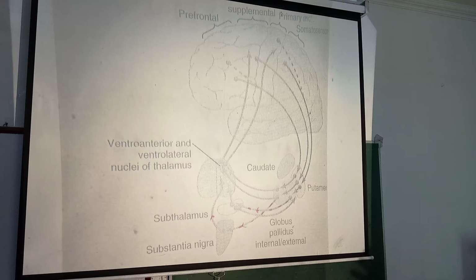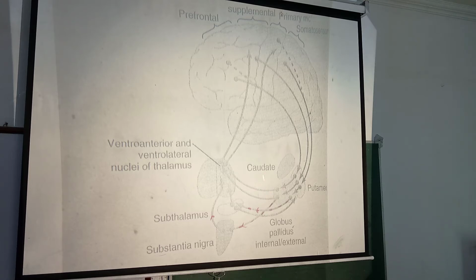So this is the main putamen circuit. Nerve fibers arising from the premotor area, supplementary motor area, and somatosensory area go to putamen. From putamen to globus pallidus, and then from globus pallidus to the ventro-anterior and ventrolateral thalamic nuclei. And from here, nerve fibers go to the primary motor, premotor, and supplementary motor area. This is the main putamen circuit.